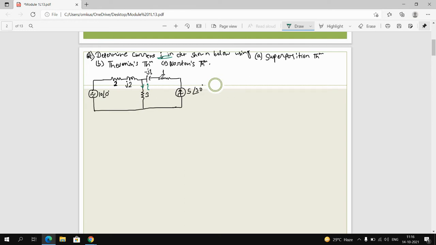Now see, this is an AC circuit, right? So how to proceed? You have to use the superposition theorem, Thevenin's theorem, and Norton's theorem. So first of all, we will see the superposition theorem. I already explained what the superposition theorem is and how to proceed with the problem using this theorem.